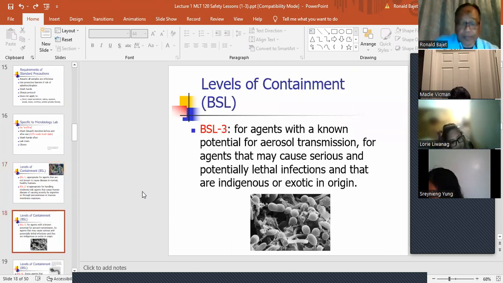BSL 3 is when you're starting to use organisms, like I mentioned when I went down the organism list, that are potential bioterrorism agents. You want to rule them out, like Bacillus anthracis or Brucella or Burkholderia pseudomallei, etc. Those are Biosafety Level 3, and your laboratory should be at that level of containment.